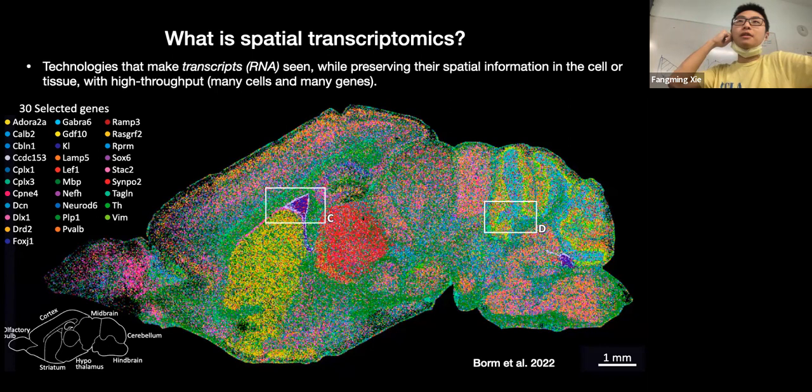So the central dogma of biology: the coding region of the DNA is transcribed into RNA, and RNAs are used to make those small proteins and molecules that perform biological function. By measuring those RNAs, we know that those genes are actively being transcribed in those cells in different parts of the brain. So we know they're doing something. And by seeing this relative enrichment of different colors, we know different parts of the brain are expressing different genes.